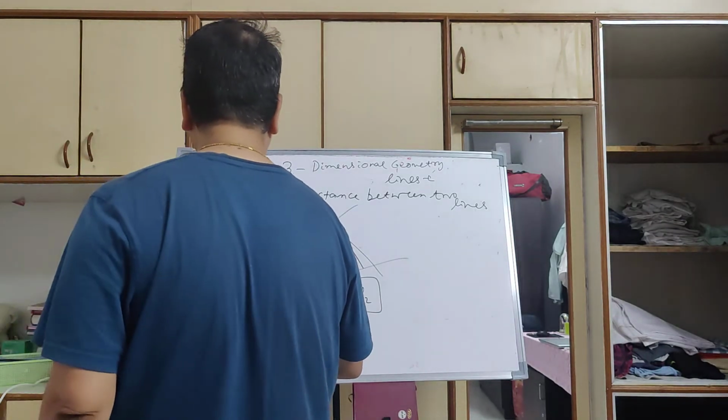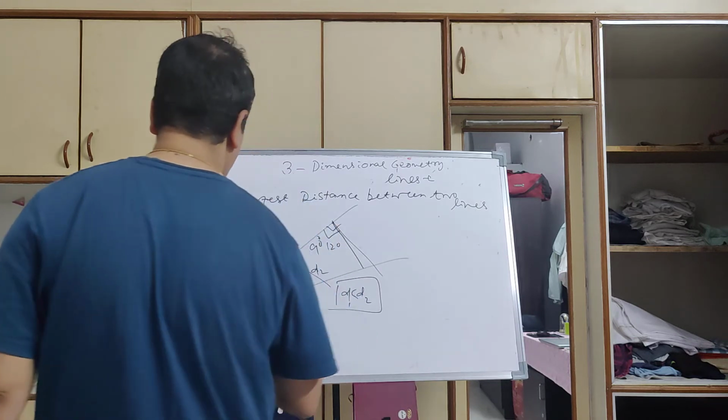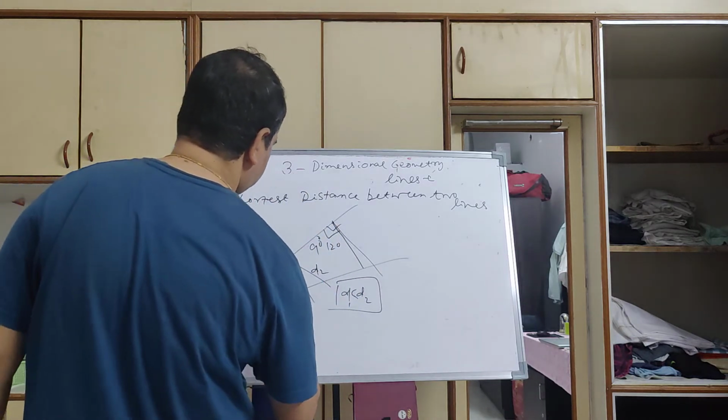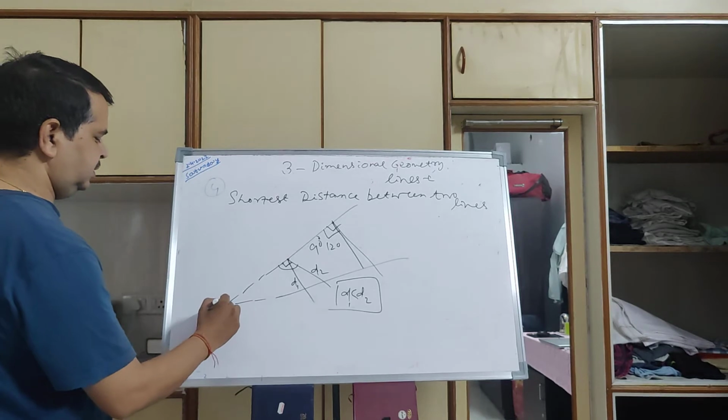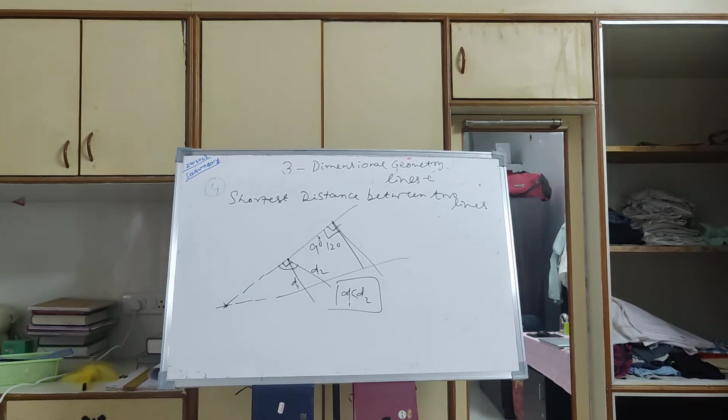But what is the least distance? Because these two lines will somewhere try to intersect each other. That means here the distance is 0. We are not talking about that distance. We are trying to find the shortest distance at any particular point, not at the point of intersection. There it is 0.